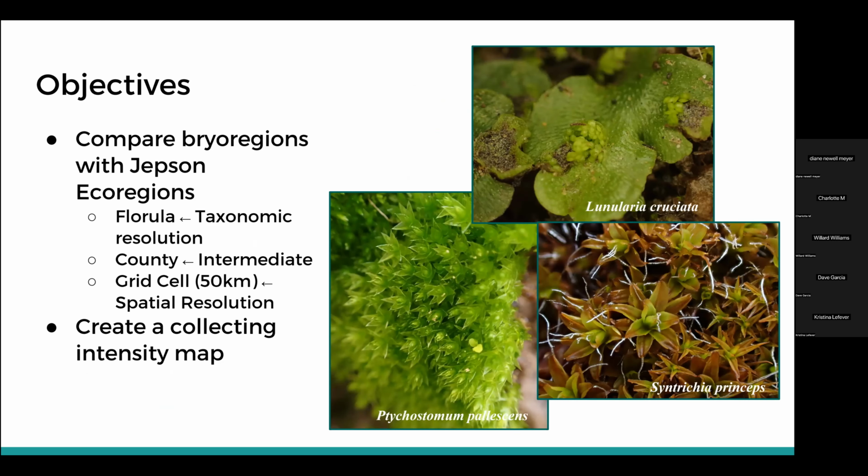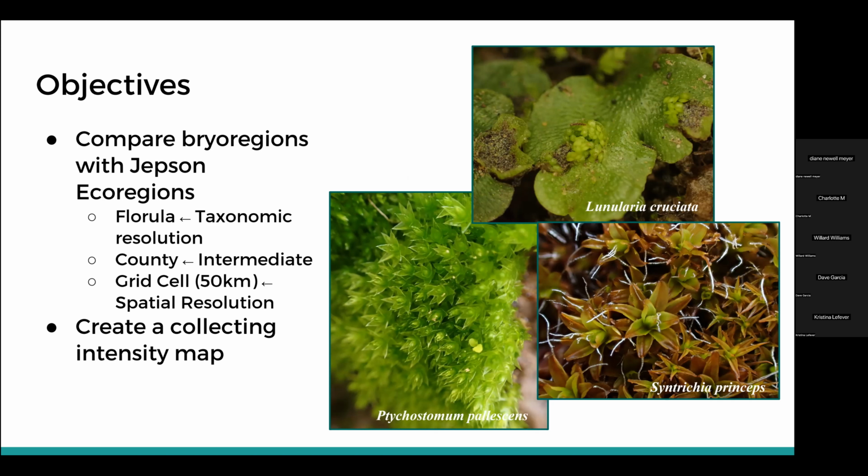And we're going to compare these bioregions, as we call them, bryophyte bioregions, with the Jepson ecoregions. We tested 3 different data sets. One has a high taxonomic resolution. This data set is information that was only extracted from flora or floristic studies, like the study I'll talk about later. So the sample size is lower, but in terms of taxonomic resolution, it's certainly high.